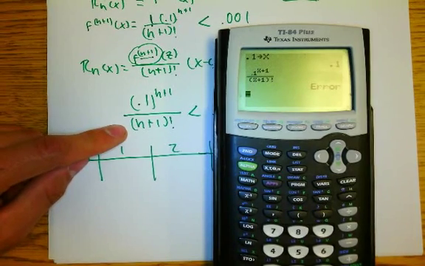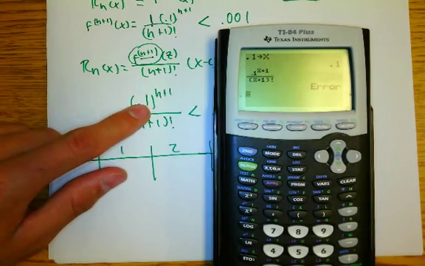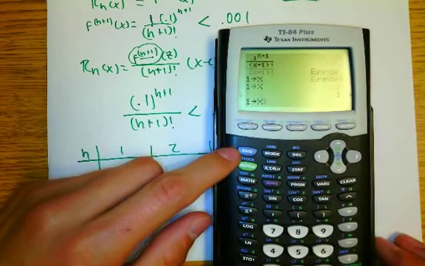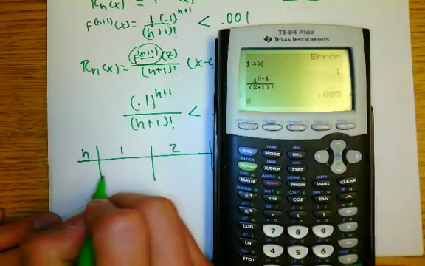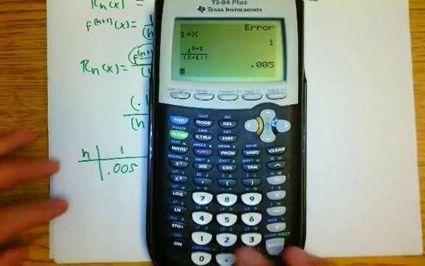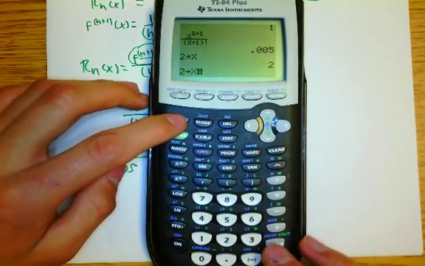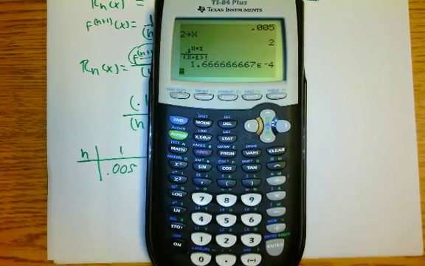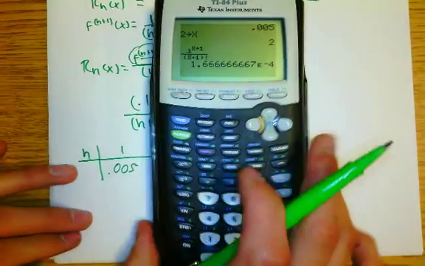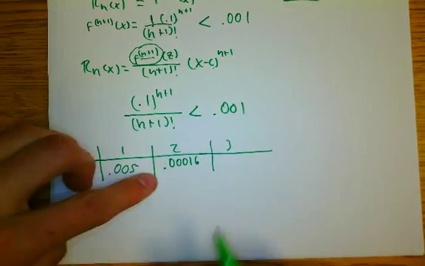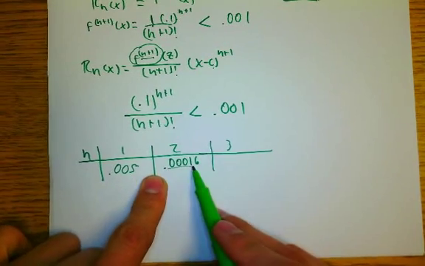So now I'm going to try 2. So 2 store in x, enter, and I got 0.00016. As you can see at this point, is this number less than that? Definitely is. Therefore, n would have to be 2, which means that you have to find a second degree Maclaurin polynomial in order to get an error that is less than 0.001.